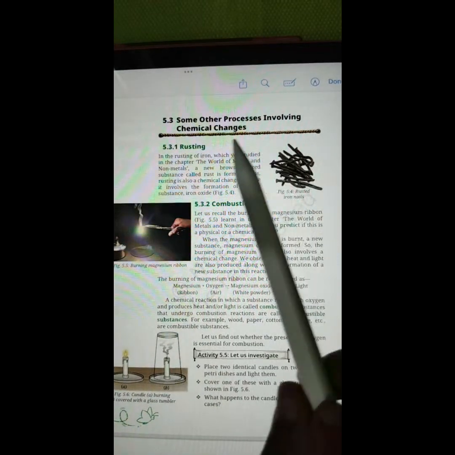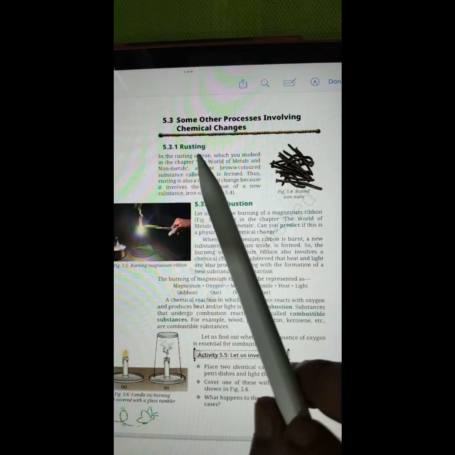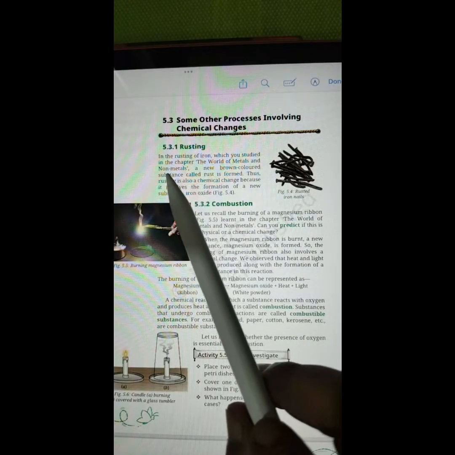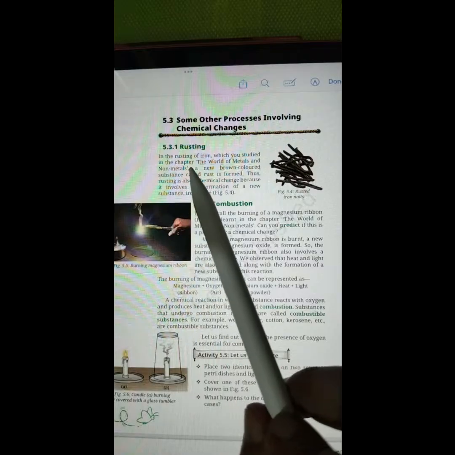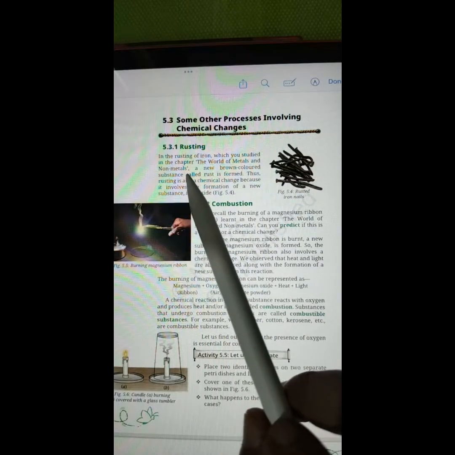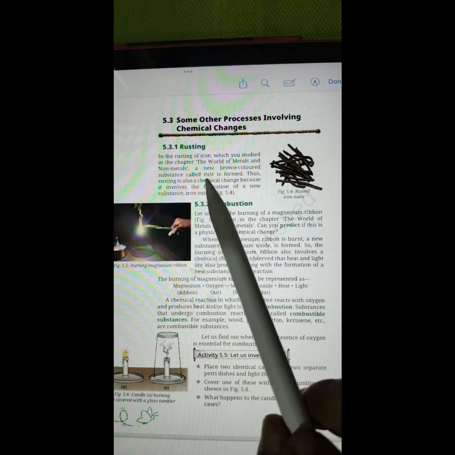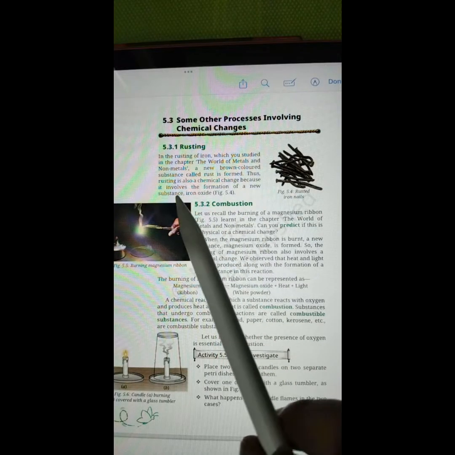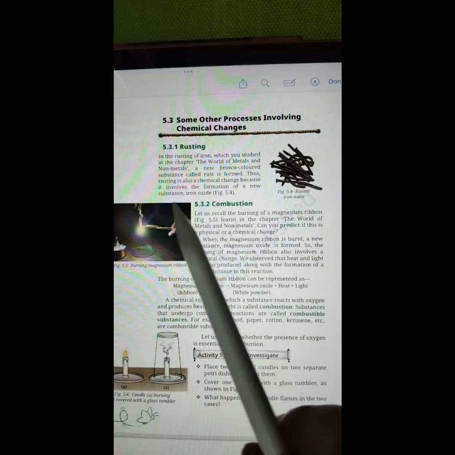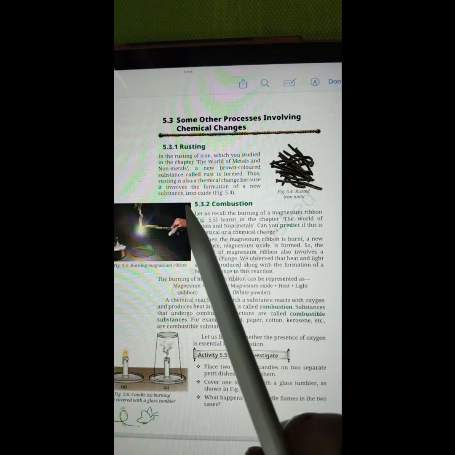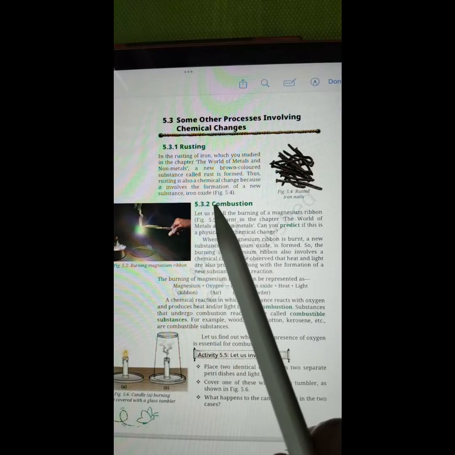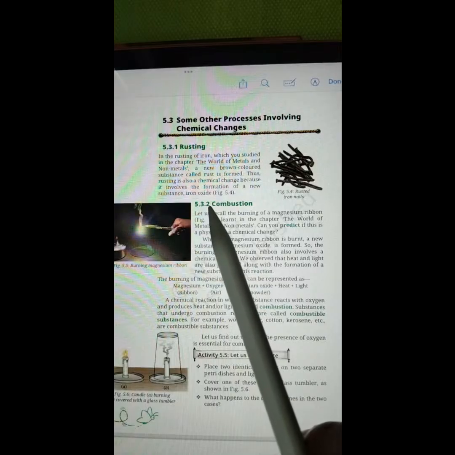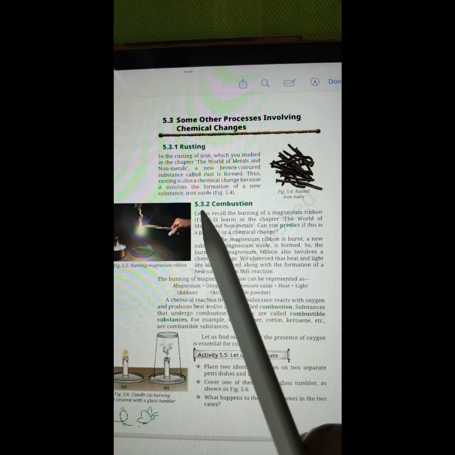Some other processes involving chemical changes. Rusting, we just read in the previous chapter. In the rusting of iron, which you have studied in the chapter The World of Metals and Non-Metals, a new brown colored substance called rust is formed. Thus, rusting is also a chemical change because it involves the formation of a new substance, which is iron oxide. And iron oxide is always formed when Fe, or iron, reacts with oxygen and water.